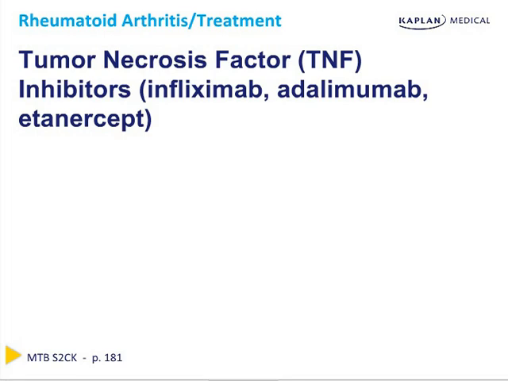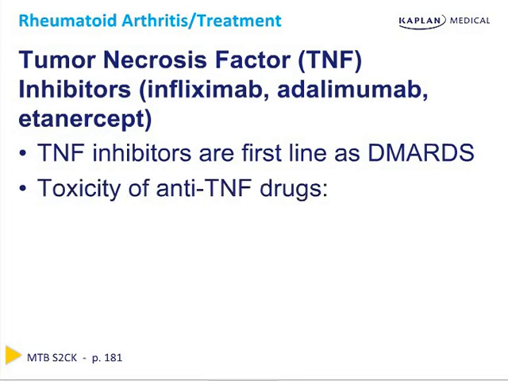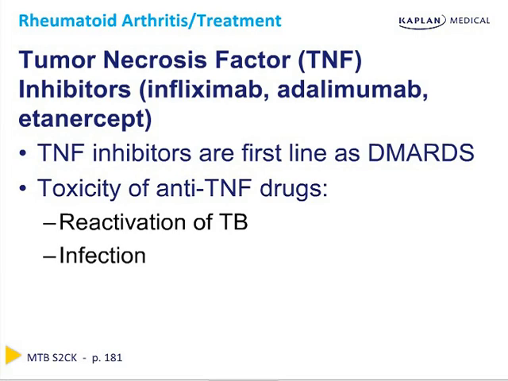Tumor necrosis factor inhibitors, such as infliximab, adalimumab, and etanercept, are the first-line DMARDs for those not responding to methotrexate or have become intolerant to methotrexate. They're often used initially in combination with methotrexate to prevent disease progression. However, they have lots of toxicity. The first is that there's a concern of reactivation of tuberculosis. Therefore, all patients who are going to receive a TNF inhibitor must be screened with a PPD.